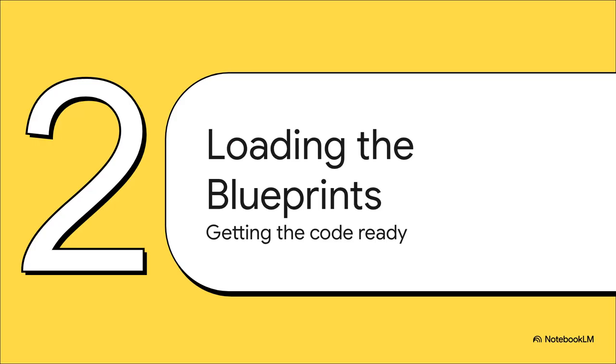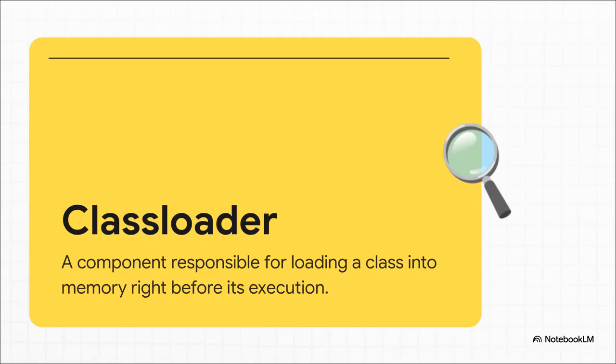Okay, step 1, loading the blueprints. Before anything can happen, the CLR has to actually get your code into the system. But how does it do that? Well, meet the first piece of the puzzle, the class loader. Its whole job is to find the blueprints for your program, your classes, and pull them into memory. But, and this is the really cool part, it doesn't just dump everything in at once. It's much, much smarter than that.